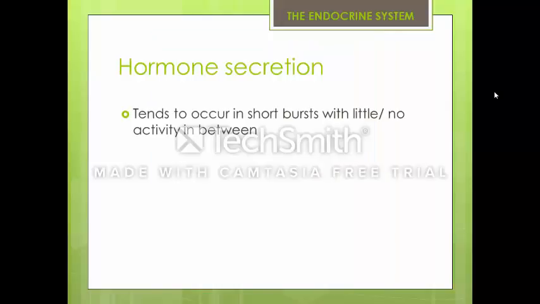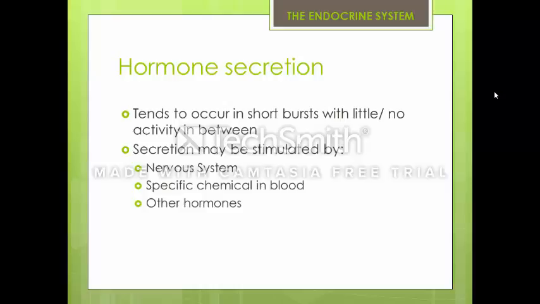Hormone secretion tends to occur in short bursts with little or no activity in between. Secretion may be stimulated by the nervous system, the presence of a specific chemical in the blood, or by other hormones. Most operate in a negative feedback loop, and in time, circulating hormones are inactivated by the liver and excreted by the kidneys.